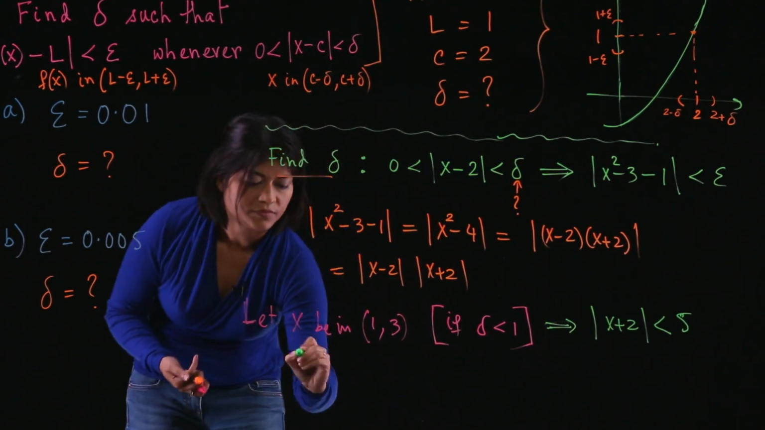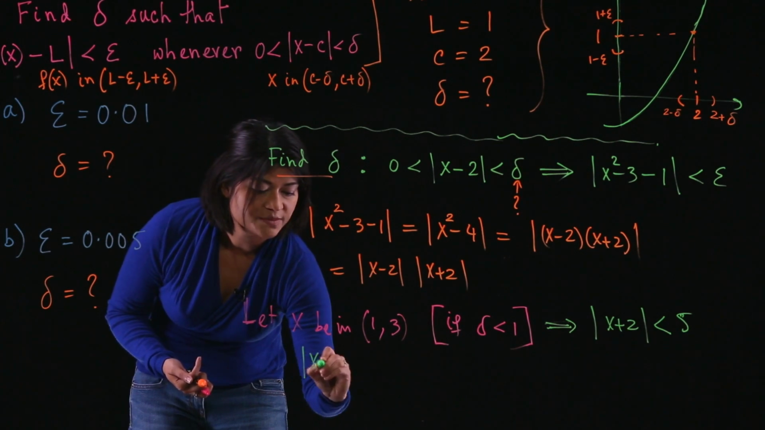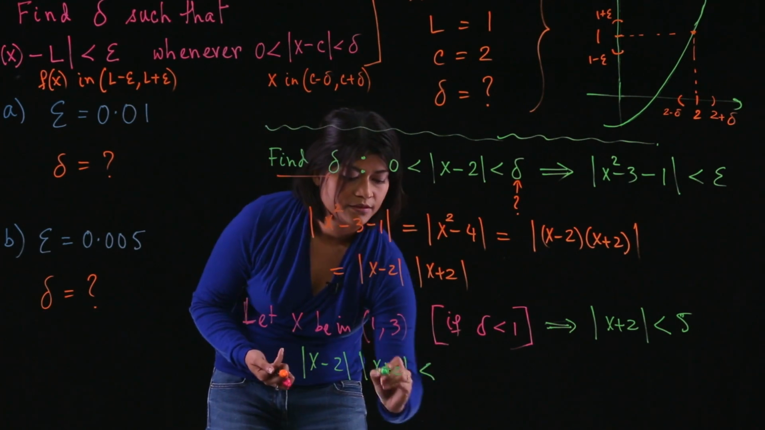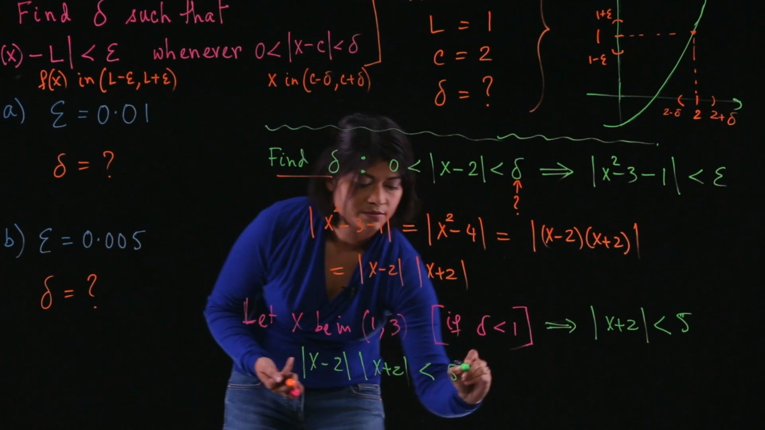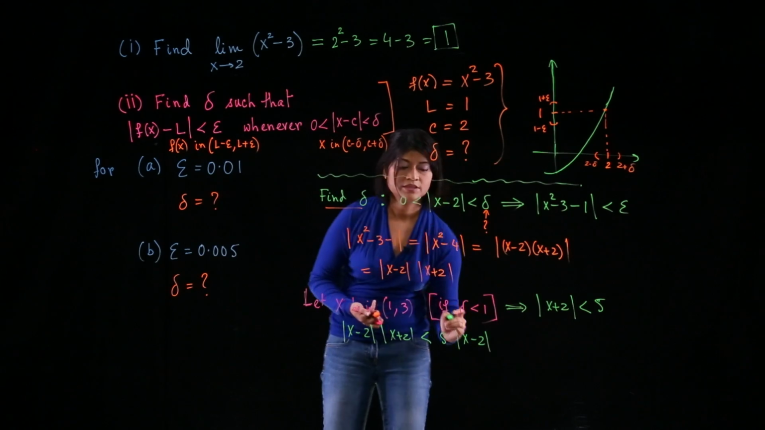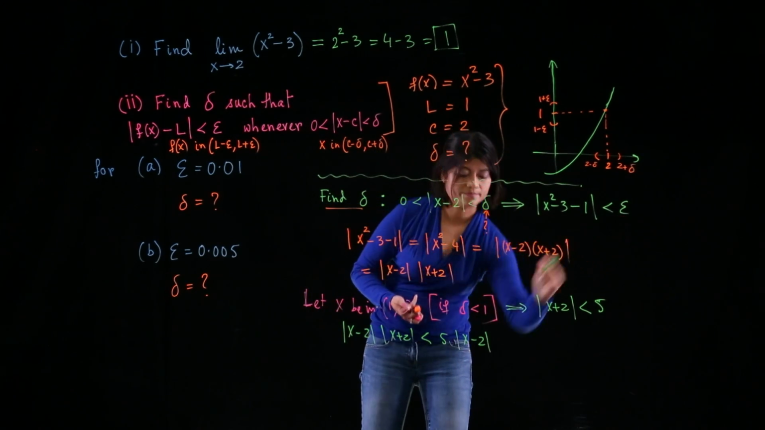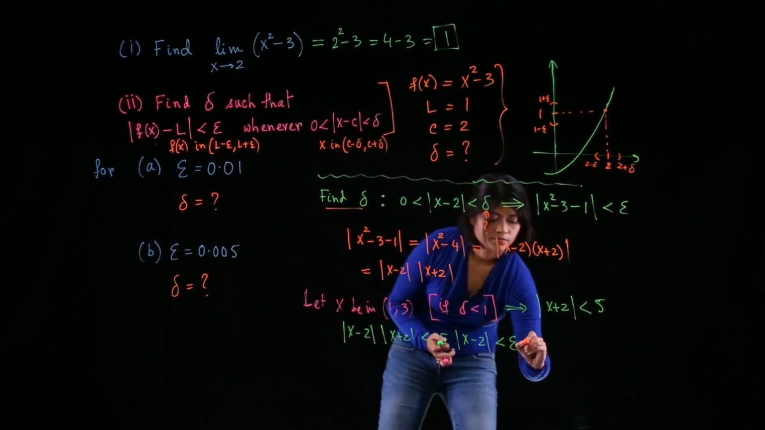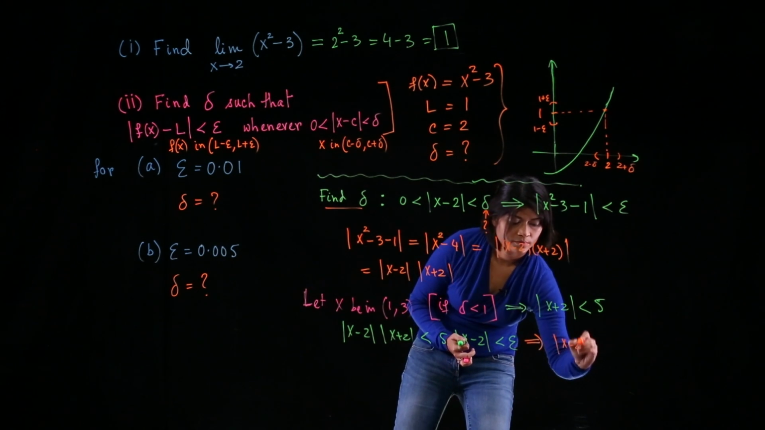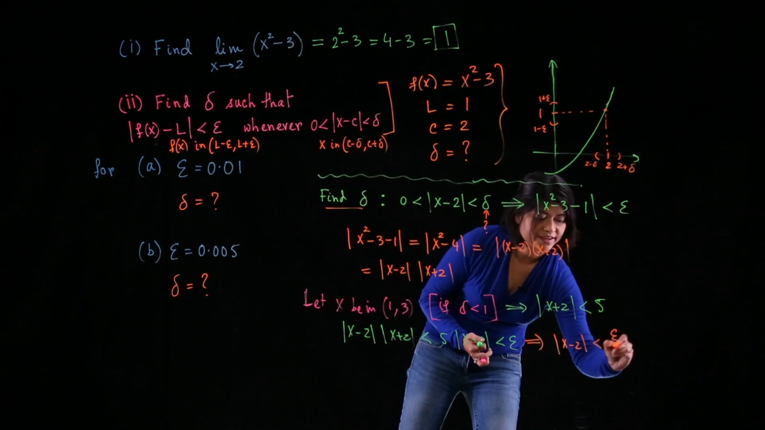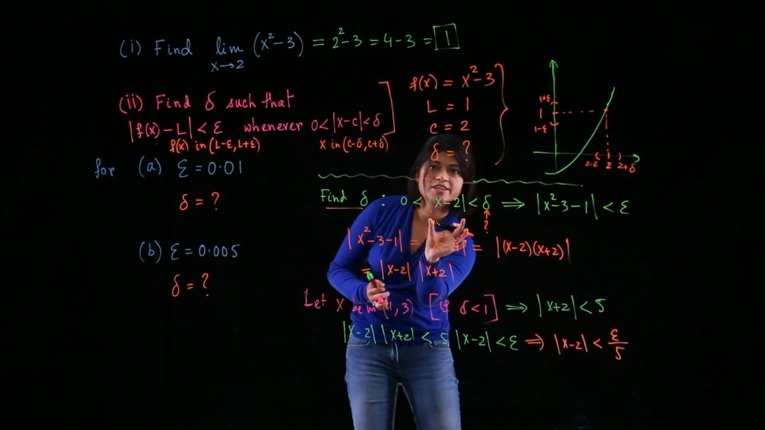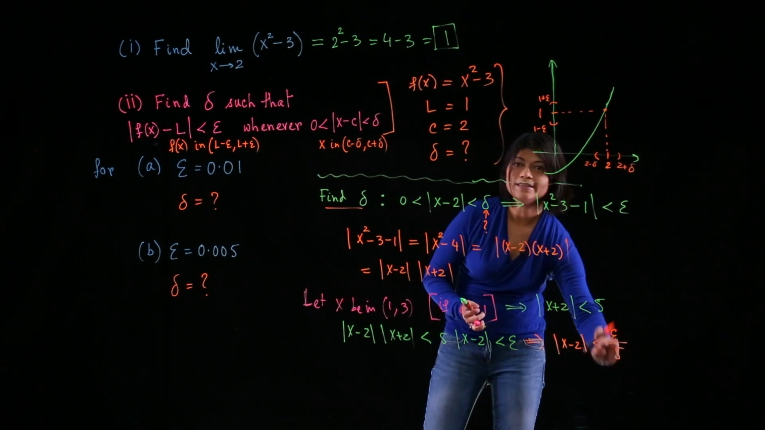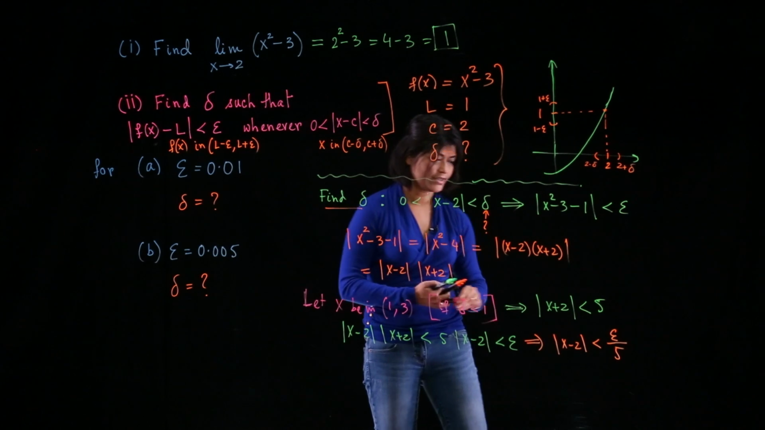So let's see. We have absolute x minus 2 times absolute x plus 2 is then less than 5 times absolute x minus 2. And this quantity is less than epsilon. So solve for absolute x minus 2, it is less than epsilon divided by 5. Look, absolute x minus 2 less than delta, absolute x minus 2 less than epsilon over 5. This is delta right here.